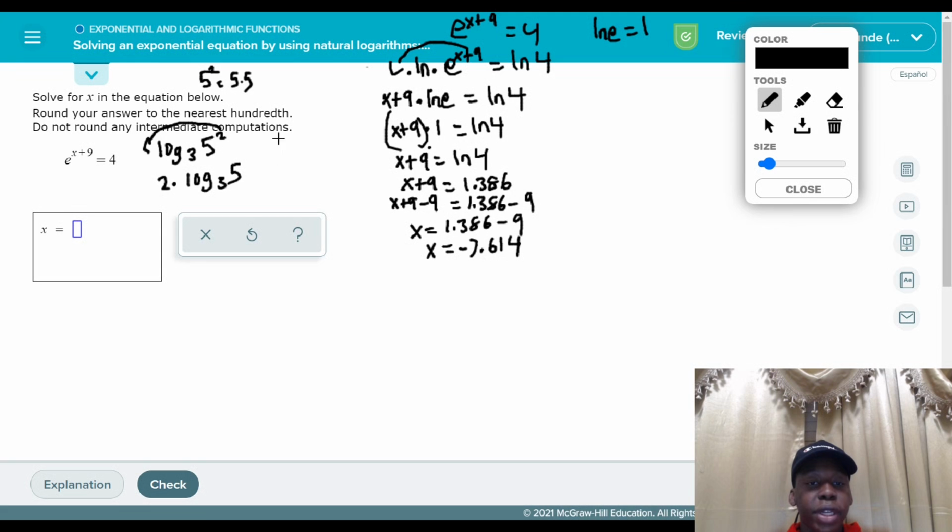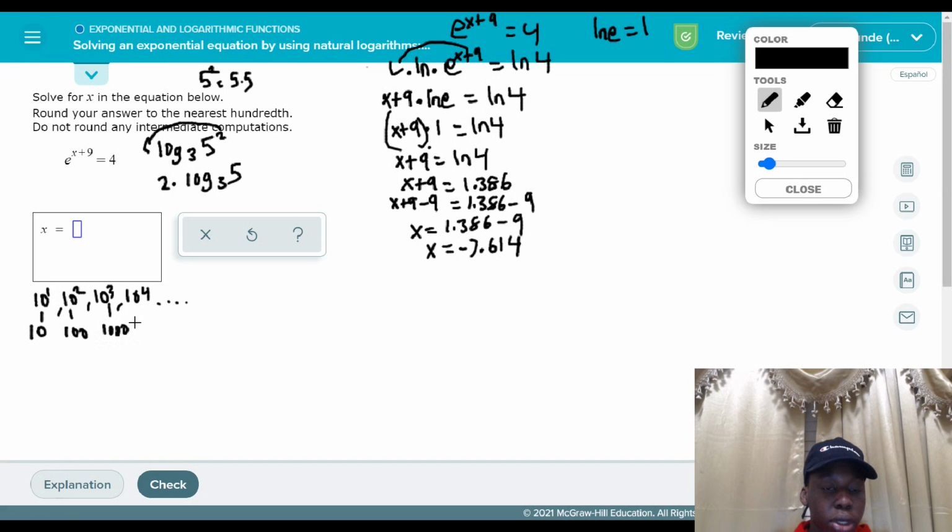So whenever you're asked to find any exponent of 10, the exponents of 10 are 10 to the power 1, 10 to the power 2, 10 to the power 3, 10 to the power 4, and so on. These are exponents of 10. So this is 10. This is 100, because it's 10 times 10. This is 1,000. This is 10,000.